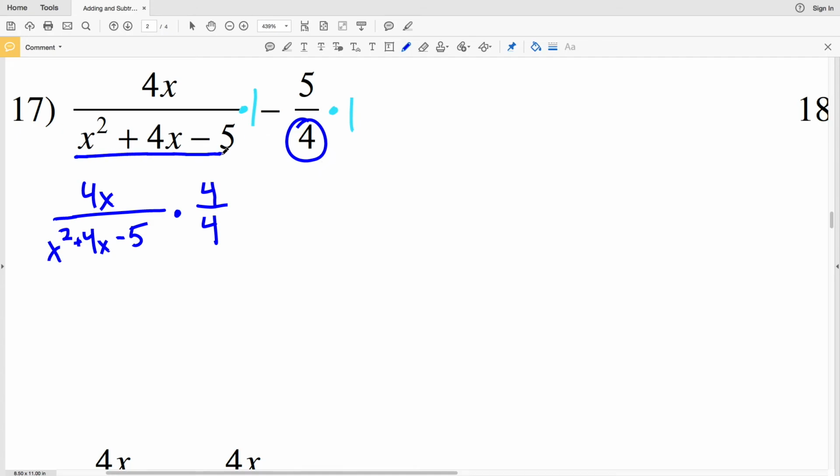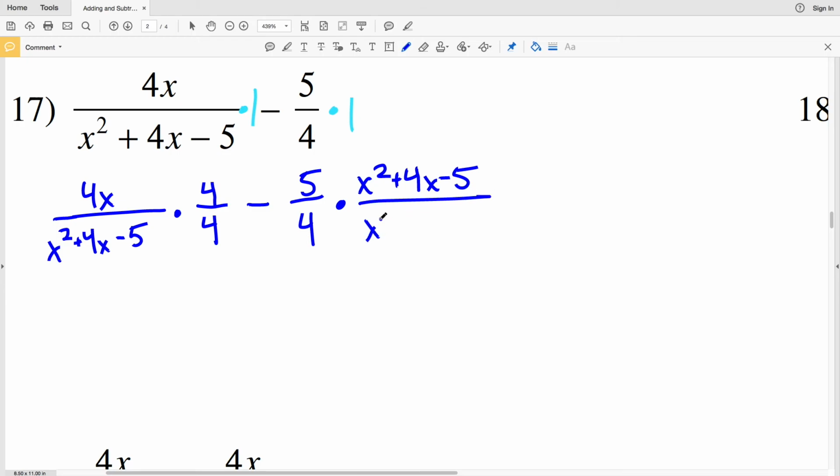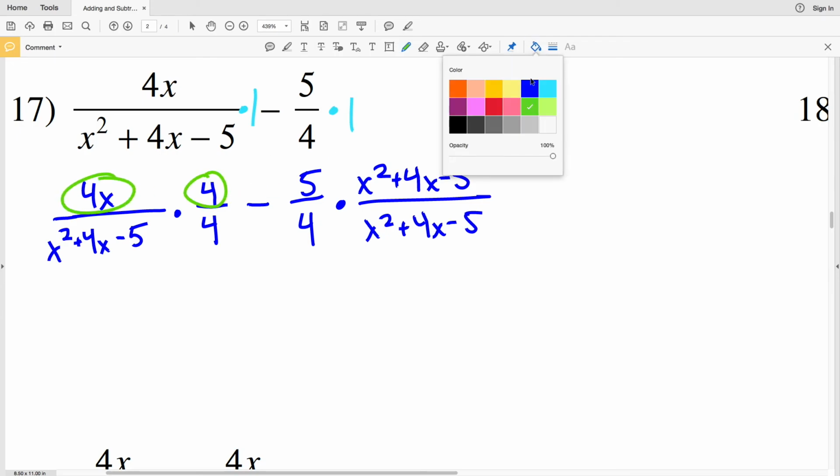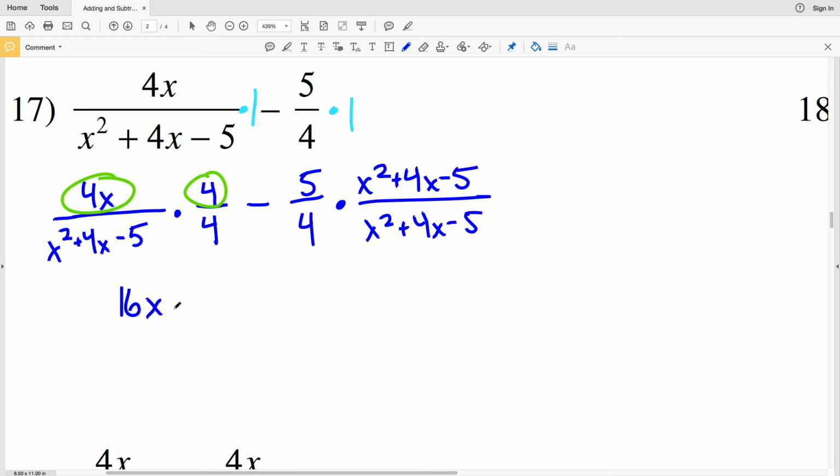So if I multiply this denominator by 4, and if I multiply the other denominator by x squared plus 4x minus 5, because multiplication is commutative, they will be equal. So I'll subtract 5 over 4, but I'm going to be multiplying that by x squared plus 4x minus 5 over x squared plus 4x minus 5. Now I'll simplify. 4x times 4 is going to be 16x, and that's going to be all over x squared plus 4x minus 5 times 4.